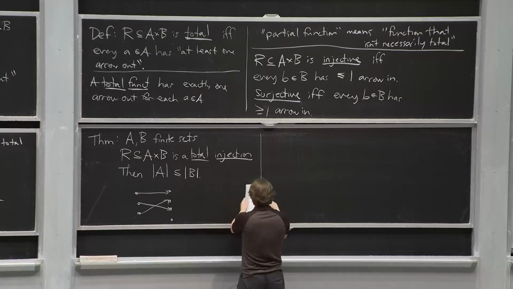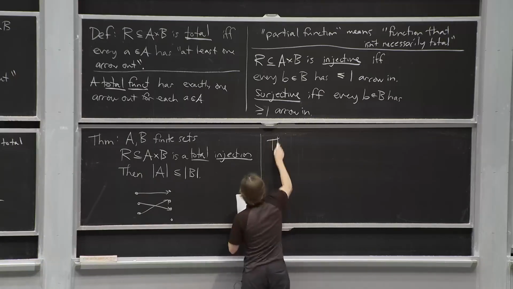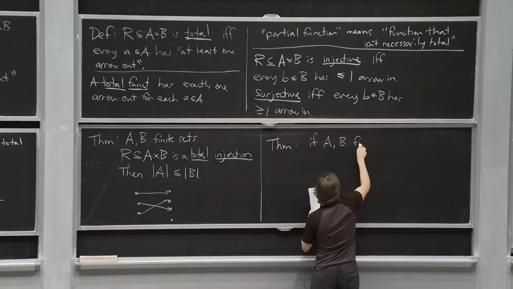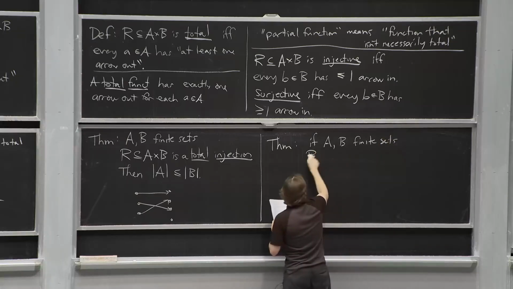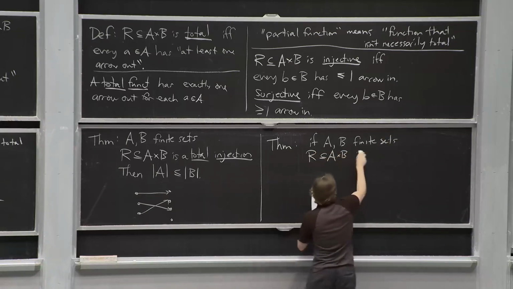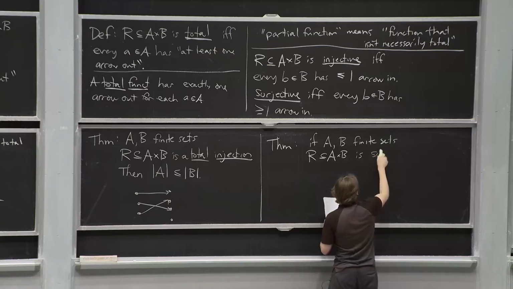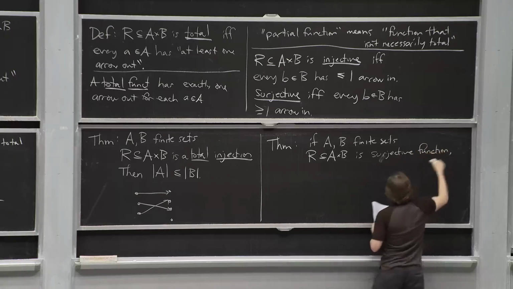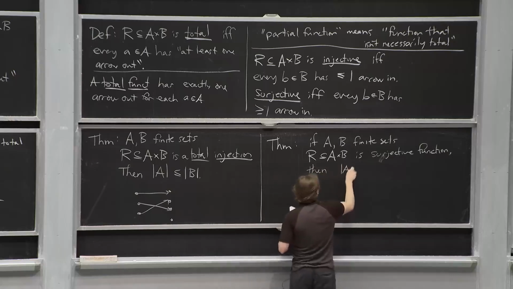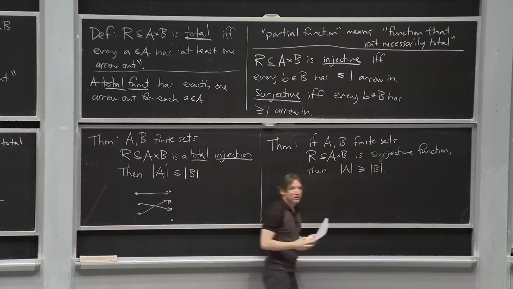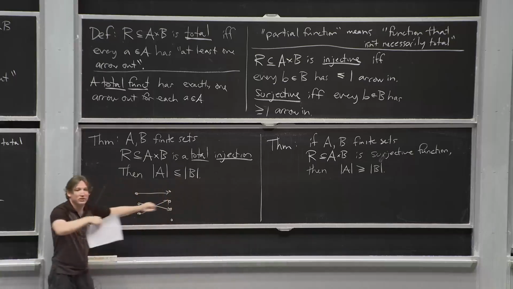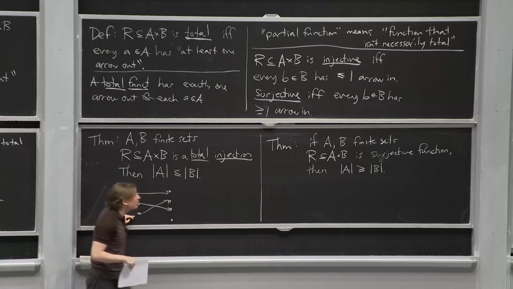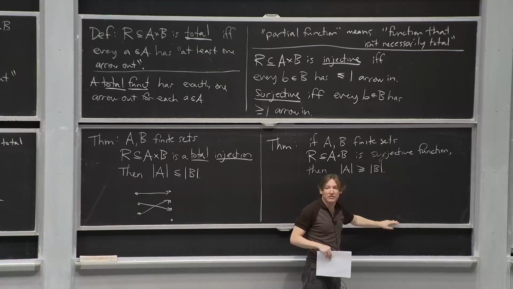Similarly, on the other side of things, theorem 2. If, again, A and B are finite sets, and R is a surjective function, then the size of A is greater than or equal to the size of B. And I claim that's just exactly this picture, but in the opposite direction. Instead of total, meaning everything on the left has an arrow out, we have surjective, which means everything on the right has an arrow in.